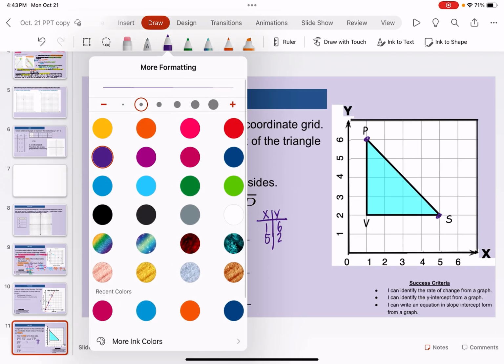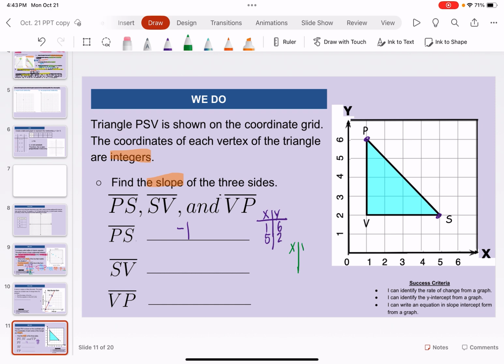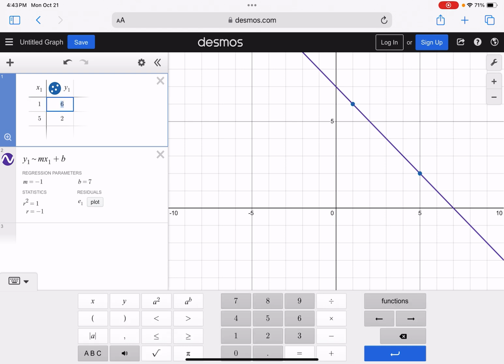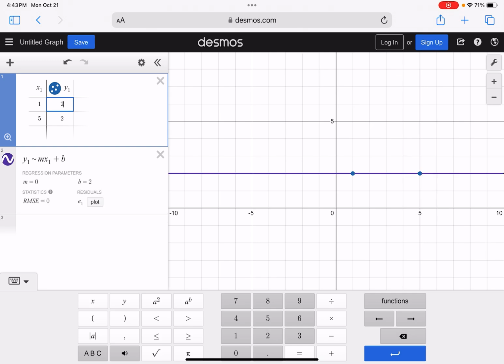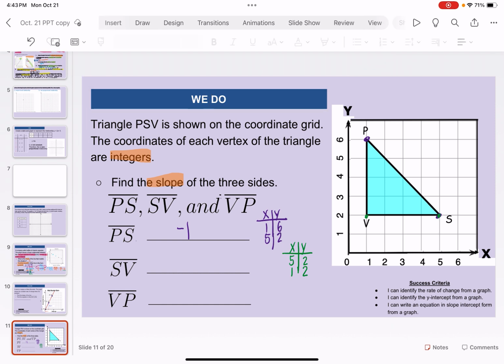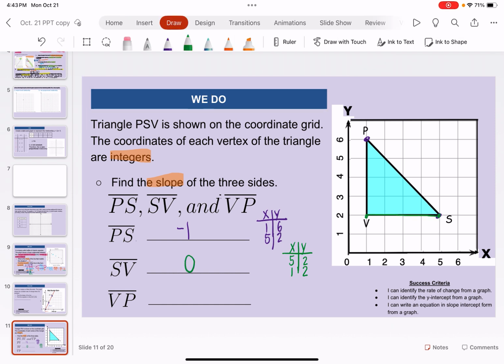Okay, for this next problem, I'm going to make a table. So S, we know was 5 comma 2. V, we know is 1 comma 2. So I'm just going to change the numbers in the table. I don't need to delete that equation, y1 tilde mx1 plus b. So we have 5 comma 2. I'm just going to change this one to be 1 comma 2. So that's 0. Our m is 0. Something to remember is that anytime you have a horizontal line, so a line going from left to right, your slope is going to be 0.